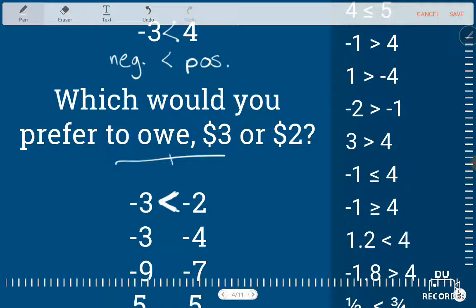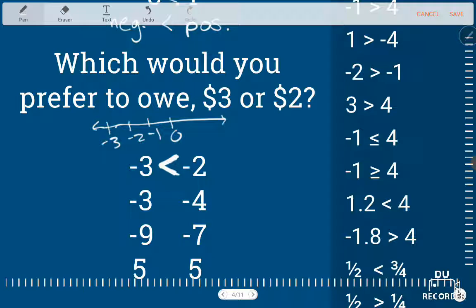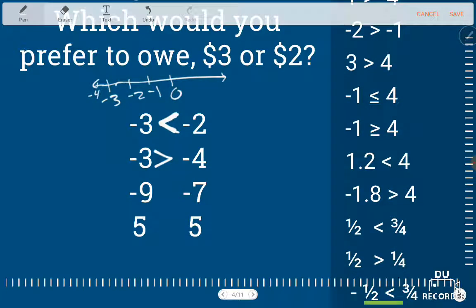We can also think of a number line here. If this is 0, -1, -2, -3. -3 is further over to the left, so this one is going to be smaller than -2. -3 and -4, well, -4 is even further over here, so that one is smaller. So -3 is bigger, so I would say -3 is greater than -4. -9 is more negative, or I can think it's further that way, right? It's further to the left, so it's the smaller number. It's less than -7.